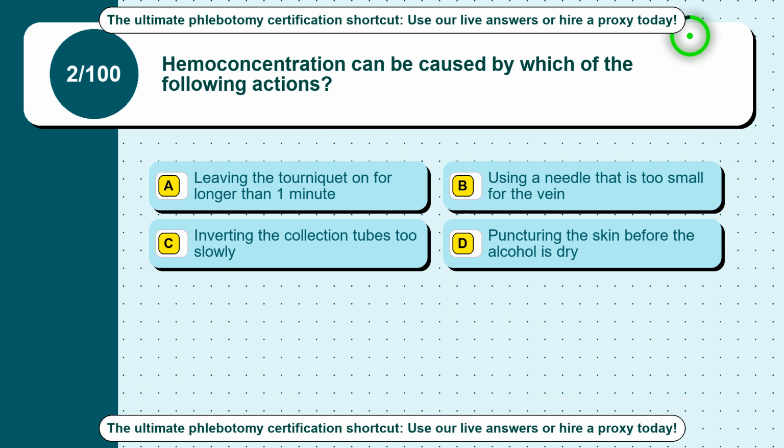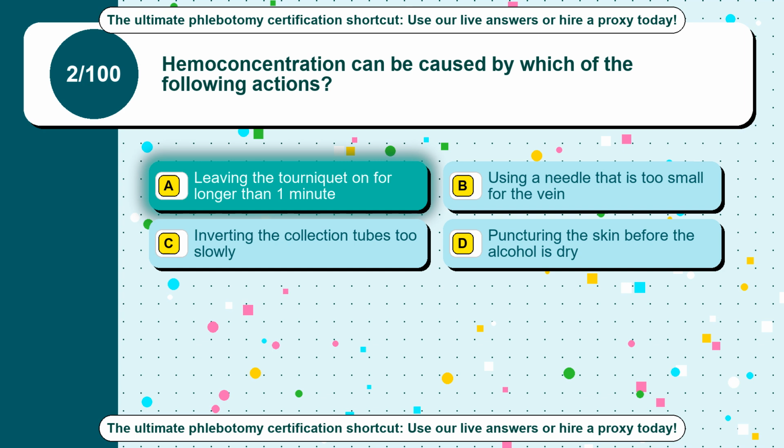Question 2. Hemoconcentration can be caused by which of the following actions? Option A. Leaving the tourniquet on for longer than 1 minute. Option B. Using a needle that is too small for the vein. Option C. Inverting the collection tubes too slowly. Option D. Puncturing the skin before the alcohol is dry.